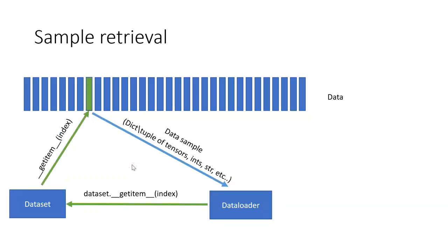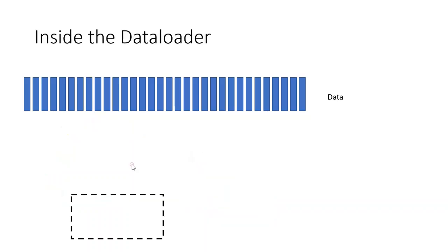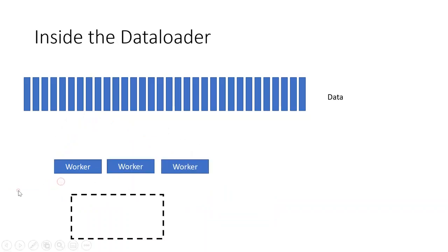And this getItem method is called multiple times by the DataLoader class, and this is how we retrieve data and load it in an efficient manner. However, to speed this up, the DataLoader actually uses many parallel workers. What these workers do is each one of them calls the getItem method and retrieves their own subset of indices to construct each batch.